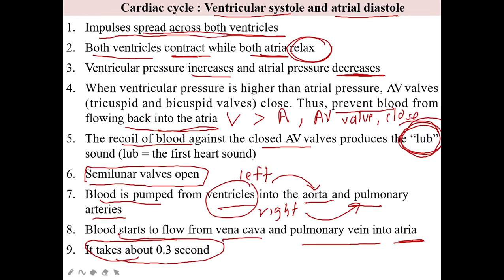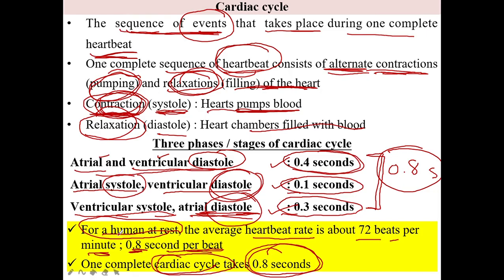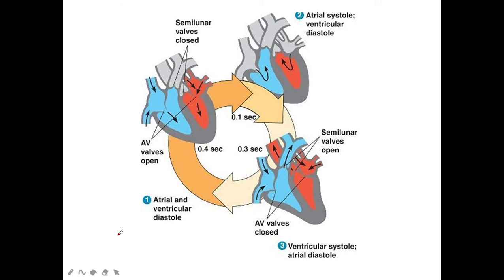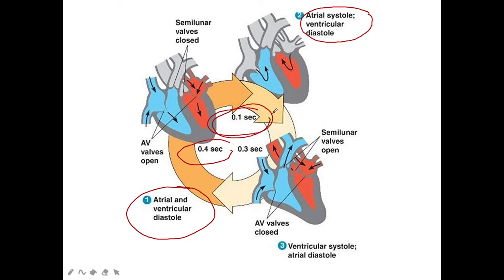So remember cardiac cycle, kita ada 3 phase. Phase yang pertama, kita ada atrial and ventricular diastole, takes about 0.4 second. Yang kedua, kita ada atrial contract, atrial systole, ventricular diastole. So this one takes about 0.1 second. And the last one, we have ventricular systole, atrial diastole. So waktu ni ventricle contract, atria akan relax.